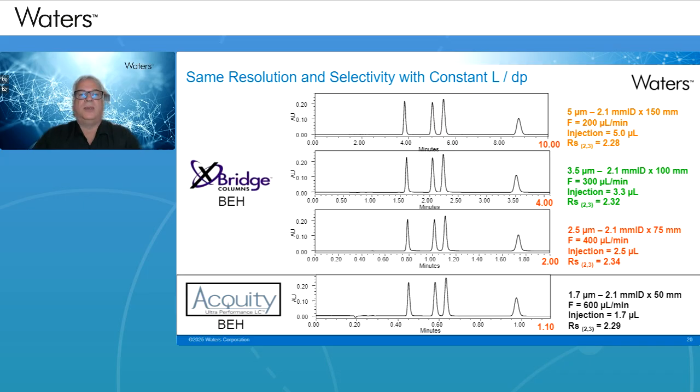This is the example of 4 columns packed with different particle sizes. Everything is a 2.1 millimeter ID now, so I want to compare apples to apples, but they will have different lengths with different particle sizes. You can see here that the flow rate I'm using on the UPLC, for example, would be 0.6 mL per minute or 600 microliters a minute on a very short column with small particles. As I go with larger particles and longer columns, I will need to decrease the flow rate. So that's the relationship I want you to remember.